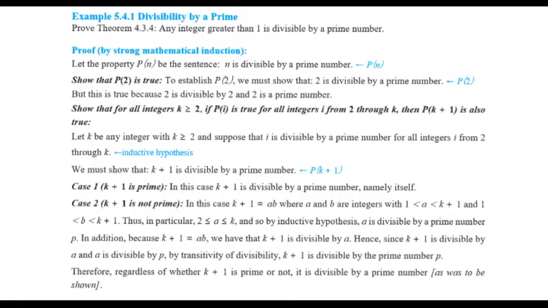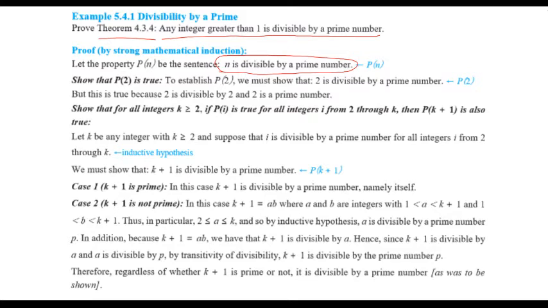Okay, so as an example of strong mathematical induction, let's prove theorem 4.3.4 of the book, which basically says any integer greater than 1 is divisible by a prime number. And we are going to prove this theorem using strong mathematical induction. Okay, so the first step is to define P of n. What is P of n? P of n in this case is this sentence: n is divisible by a prime number.